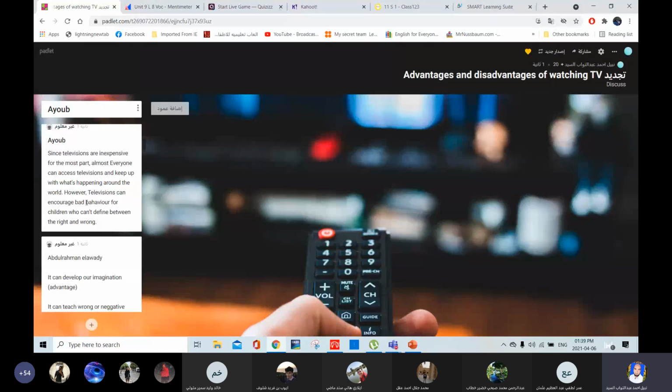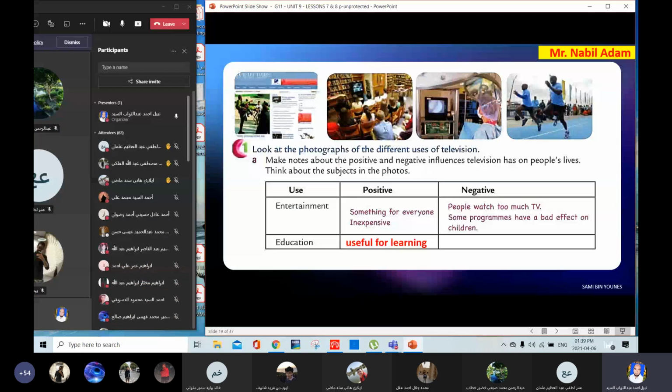So the positive influence of television for education: it's useful for learning, for entertainment, something for everyone. It's inexpensive. The negative effects: people watch too much TV. Some programs have a bad effect on children. What about education? It presents unnecessary information. So some TV programs present unnecessary and bad information.